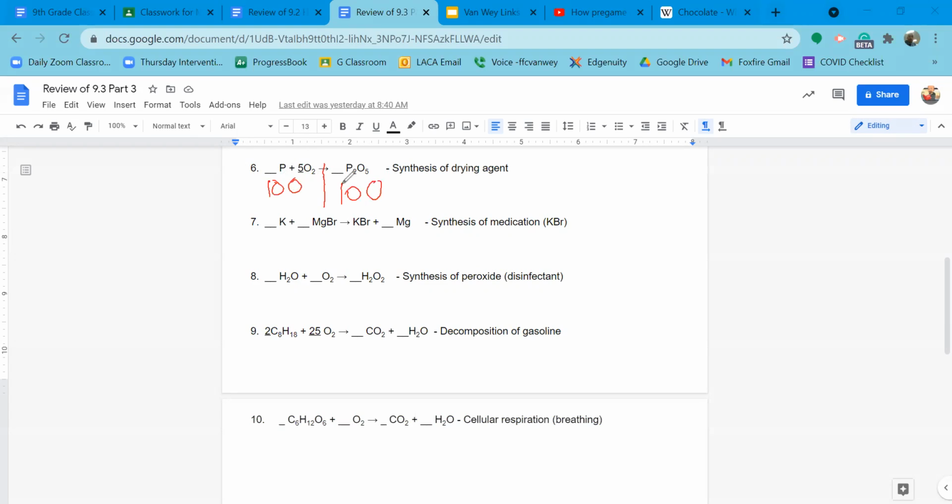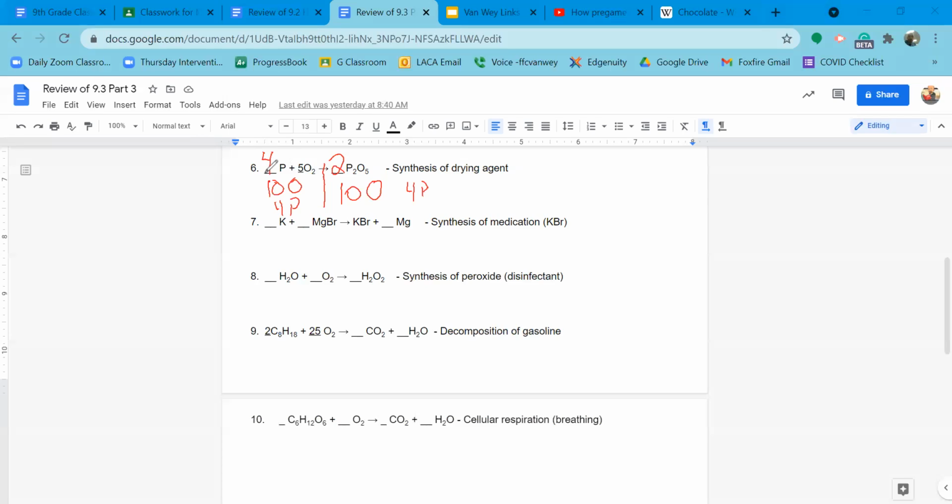Okay. And to have 10 oxygens over here, each molecule has 5 oxygens, and I need 10 total. So I need 2 molecules. That gives me my 10 oxygens. Now, if I have 2 of these molecules, that's going to give me 2 times 2 phosphorus, so that's 4 phosphorus. So I need to have 4 phosphorus over here. And look, phosphorus is on its own right here. So 4. And that balances. It balances pretty simply. That one wasn't so bad.